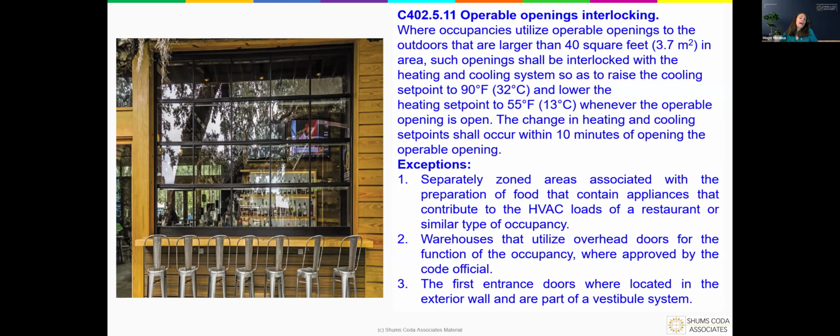So the last one is dealing with warehouses and those overhead doors, because a lot of times they have those doors open as such because it's part of their ventilation strategy, because you are permitted to do natural ventilation instead of the mechanical ventilation, which has been a very common occurrence for how warehouses function. Now, that one is only applicable if the code official says, yes, we're going to go ahead and exempt the warehouses.